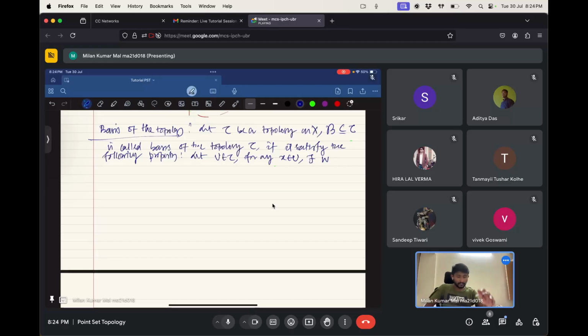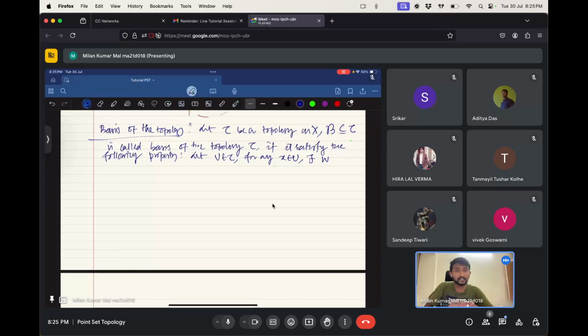Yes, I can say that. After this definition I can say that I'm just giving you an example: U subset of, for any x belongs to, there exists. Yes, exactly. Discrete topology is one of the examples. Correct, Srikar, thanks. Discrete topology is one of the examples.